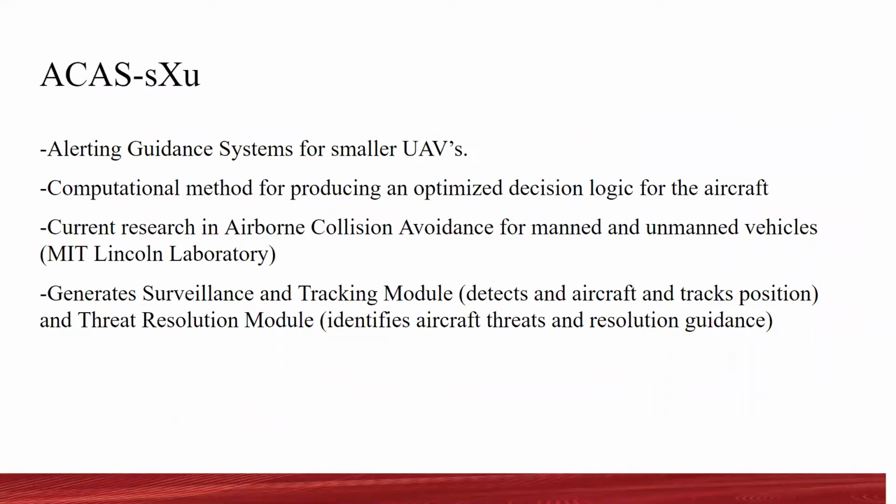So this has led to current research in airborne collision avoidance for manned and unmanned aerial vehicles called ACAS sXu. This is an alerting and guidance system that's a computational method for producing an optimized decision logic for the aircraft. The current method that we are using is ACAS sXu, which is meant for smaller UAVs. The ACAS sXu logic has a surveillance and tracking module, which detects the aircraft and tracks the position, along with the threat resolution module, which identifies the aircraft threats and resolution guidance.